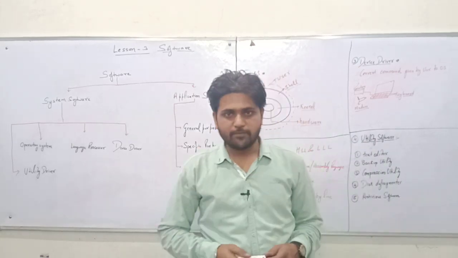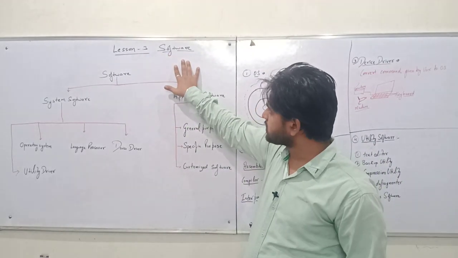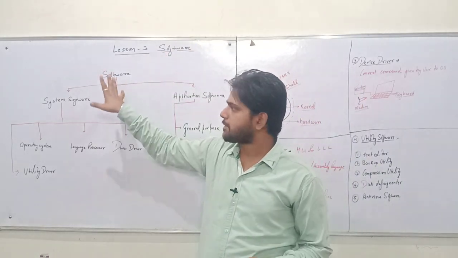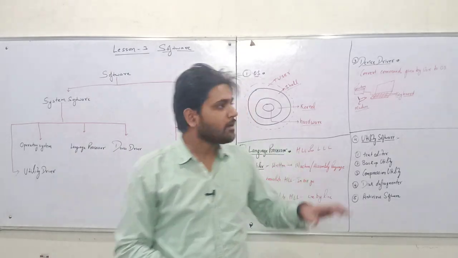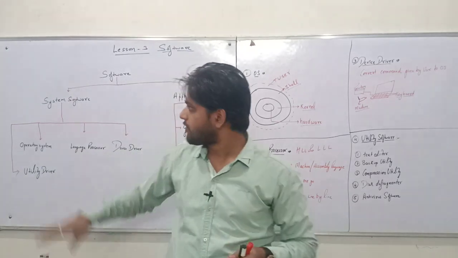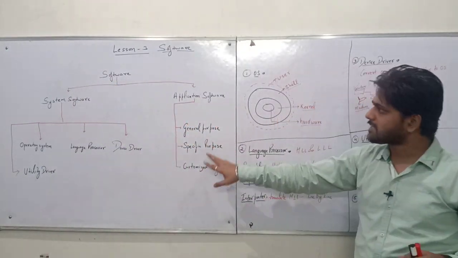In the last class, we discussed chapter 3 software, part first. This is chapter 3, part second. In this particular chapter, we are going to discuss only system software with a proper diagrammatic view. Just in the last class, we discussed this flow diagram. It is made over there for proper understanding.